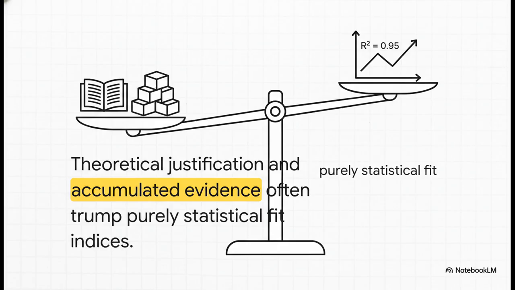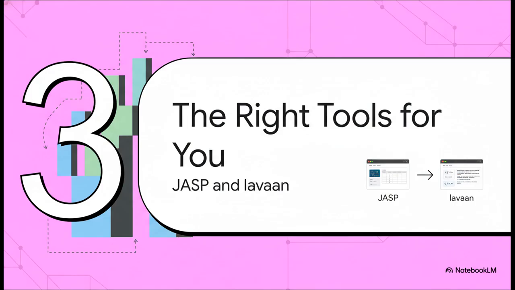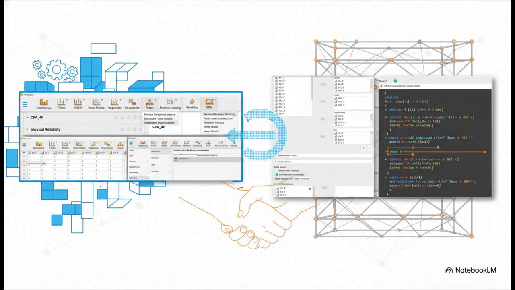for your research. So, the big question is, how can you actually do all this without getting lost in a sea of complex programming? Well, the source suggests a really powerful hybrid workflow, one that combines the strengths of two awesome free software packages, JASP and lavaan. This hybrid approach really gives you the best of both worlds.